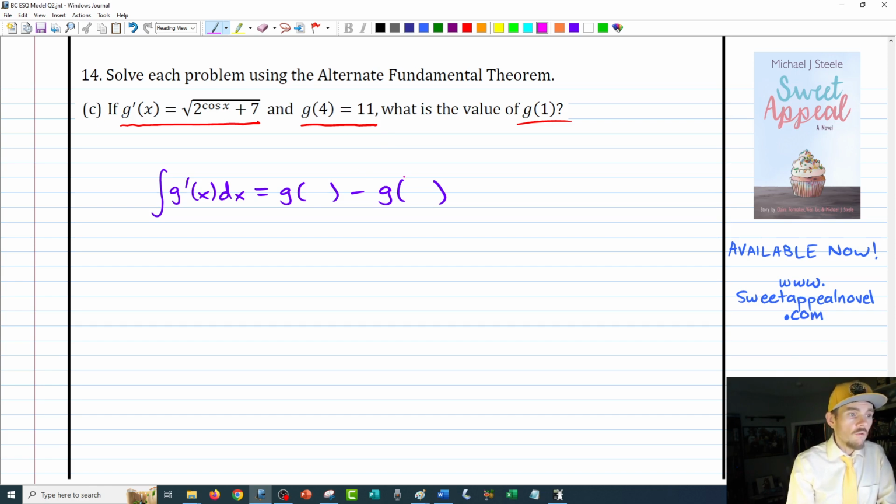Since I know it's easier to add this over than to solve for it, I'm going to reverse my limits of integration again. I'm going to write my integral not from 1 to 4, but from 4 to 1. What that will do is make the right side g of 1 minus g of 4. And now since g of 4 is equal to 11, I'm just going to go ahead and copy this.